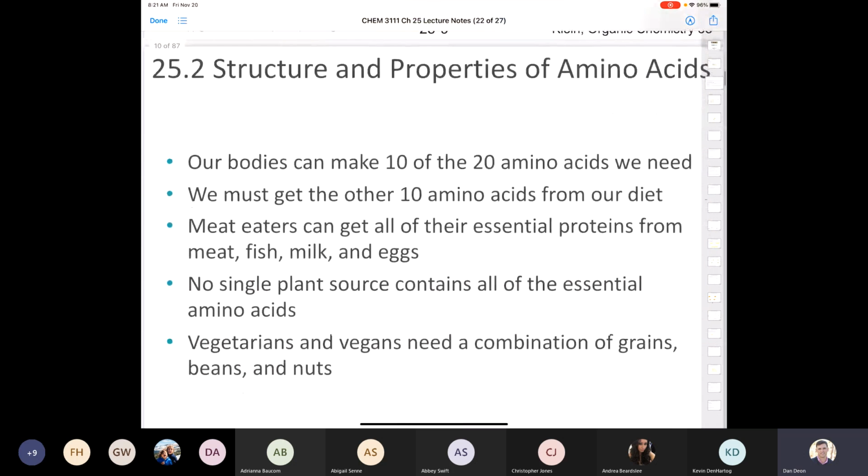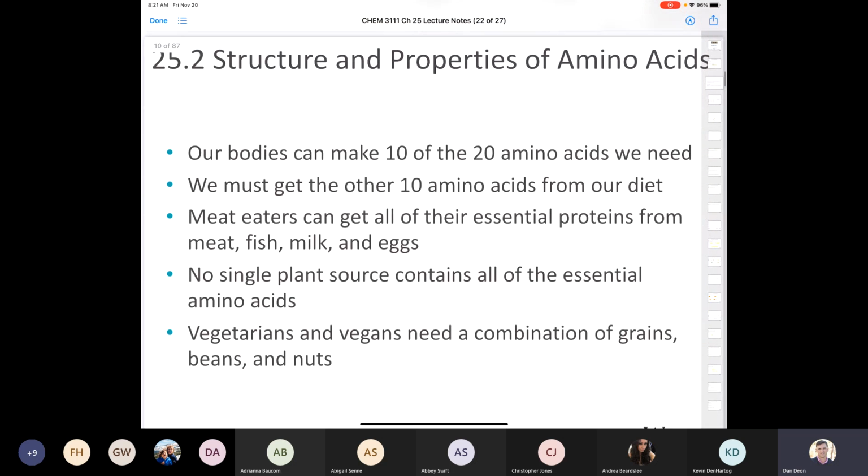All right, structure and properties of amino acids. Our bodies can actually make half of the naturally occurring amino acids. We can synthesize them in our own cells. But the other 10 amino acids have to come from our diet. If you're the kind of person who eats meat, fish, milk, eggs, and so forth, you're going to get all the amino acids that you need.